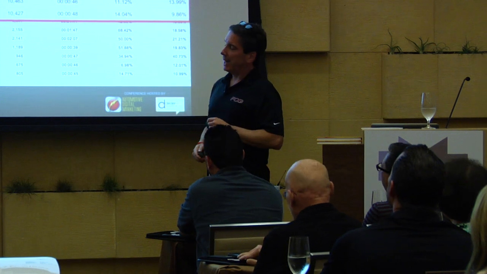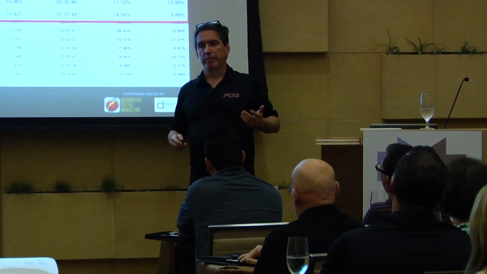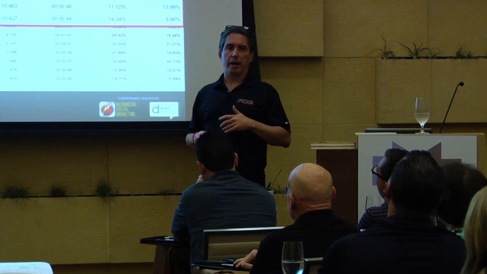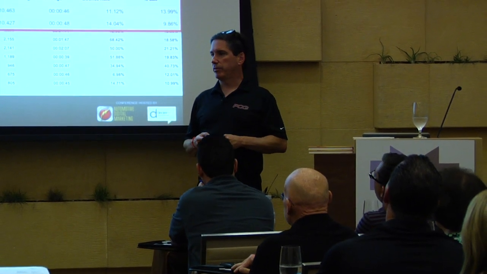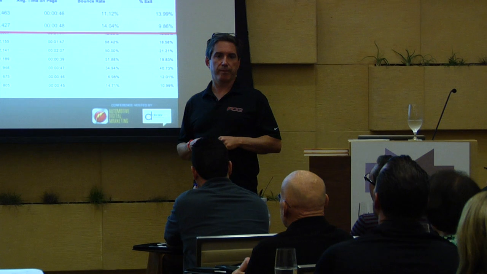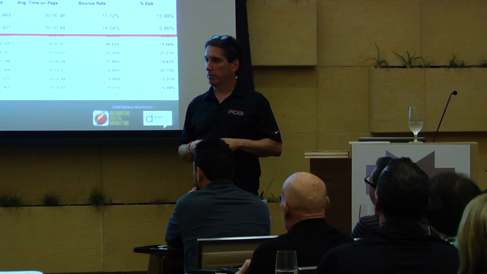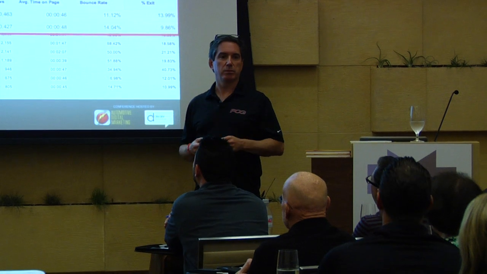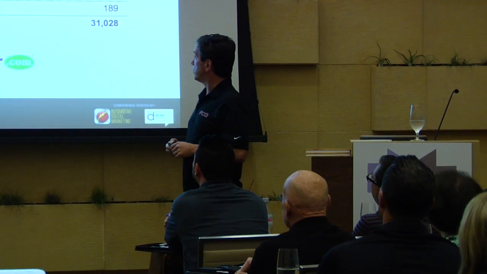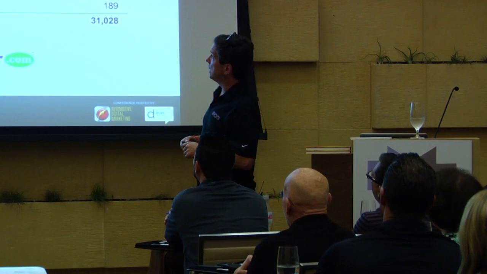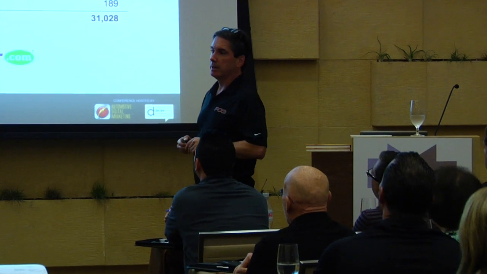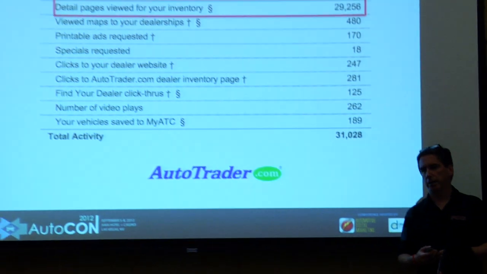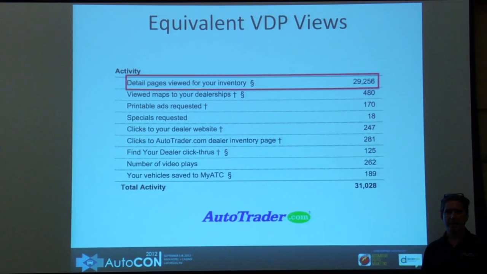The reason I bring this up is because this particular dealer has about the same number of VDP views for their cars on AutoTrader. In a particular month, they had about 30,000 VDP views. There it was, the detail page viewed for their inventory. And I made this statement yesterday, and I'm not an AutoTrader or Cars.com salesman.